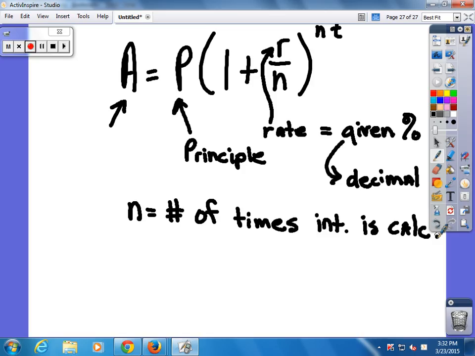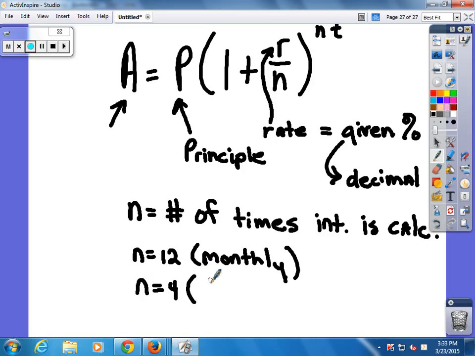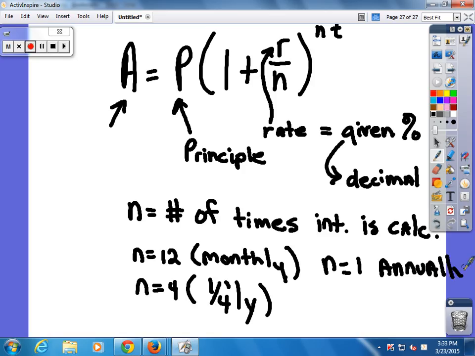So let's write some of those down. If N is equal to 12, that's monthly. So in the problem, it would say compounded monthly. Well, what if N is equal to 4? Quarterly. What if N is equal to 1? Annually. What about N is equal to 2? Semi-annually.